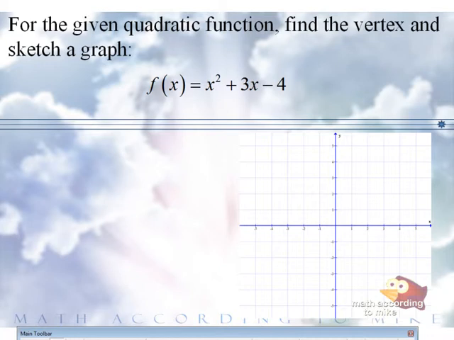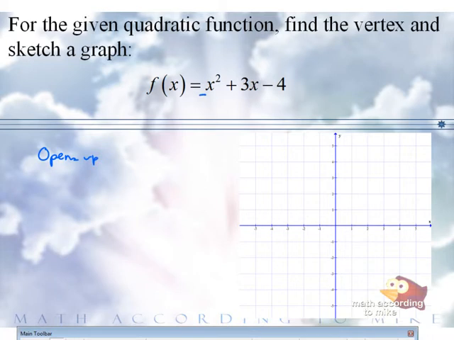I know. So which one did you look at to see whether or not it opens up? All right, so first off, the leading coefficient is what? What number is right here? 1. And is 1 positive or negative? Positive, so that means it's going to open up. So we already know this opens up.